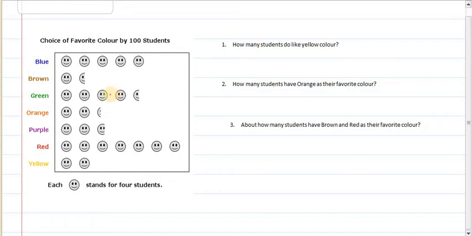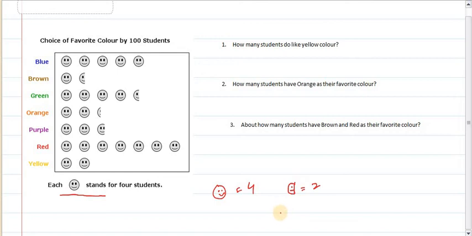So the very first thing, whenever you look at a pictograph, you have to look for the key, and here is the key for this pictograph. The key is showing that each smiley sign stands for 4 students. I mean, if you see one smiley, it will stand for 4. So one smiley is equal to 4. So if I have a half smiley, which will look like this, half smiley will be equal to 2.